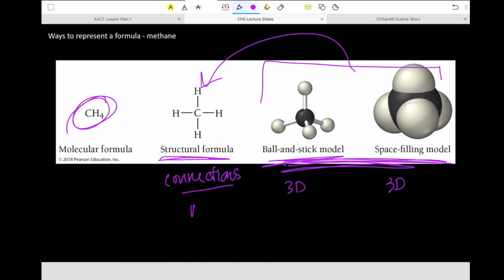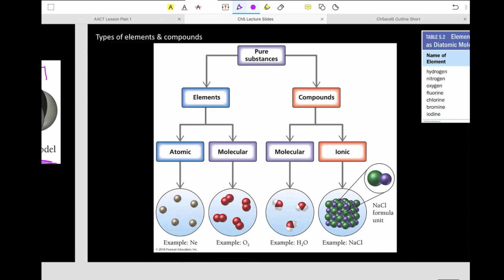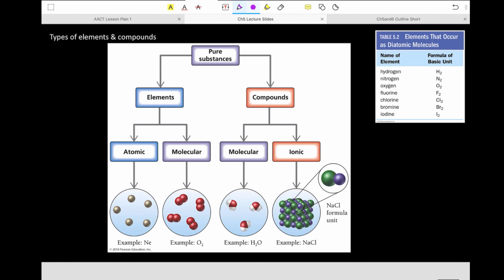Which we don't get here necessarily, okay? Next up, types of elements and types of compounds. So previously we stopped here. We said that pure substances can be either elements or compounds. Now we're going to further define those, right?